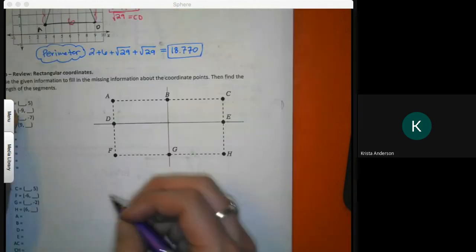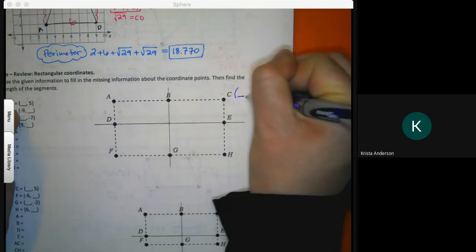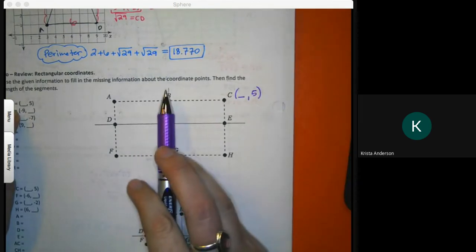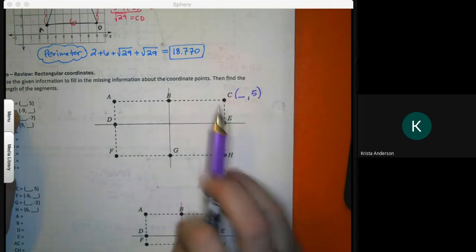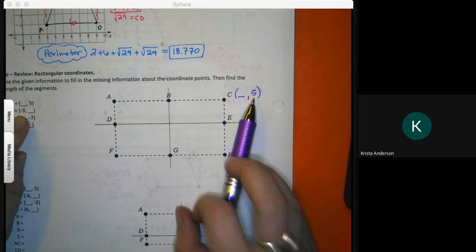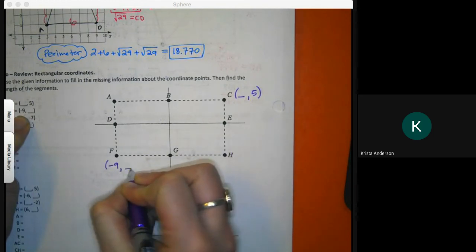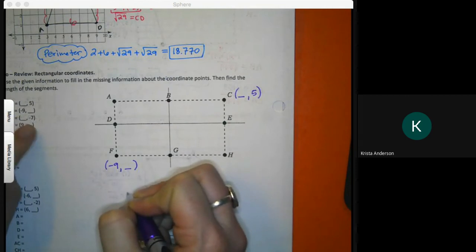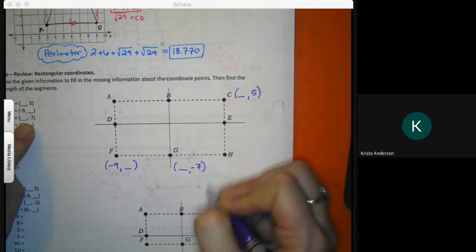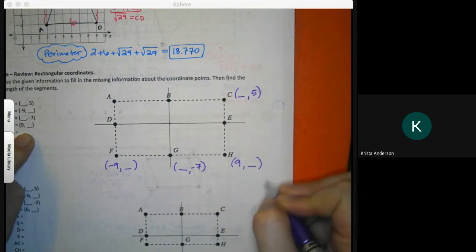They have given us that C, right here, is at blank comma 5. That means that it is up. The y, it's up 5. F is negative 9, blank. G is blank, negative 7. H is 9 comma blank. Let's see.